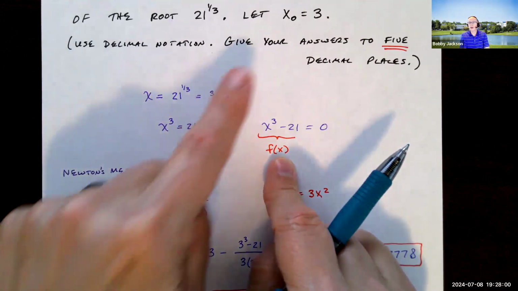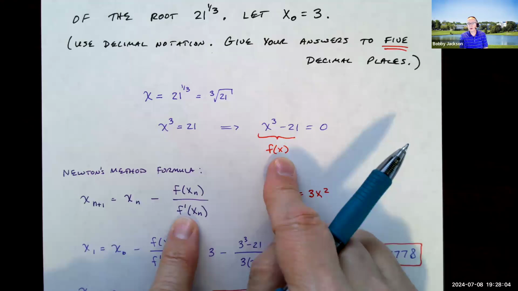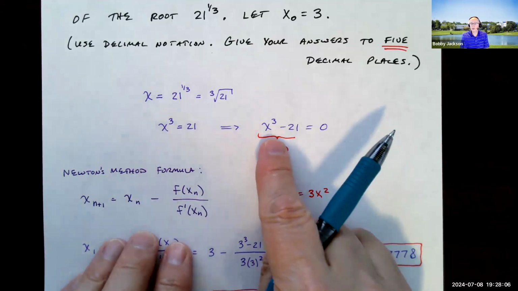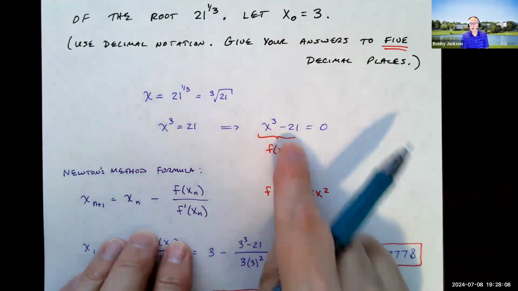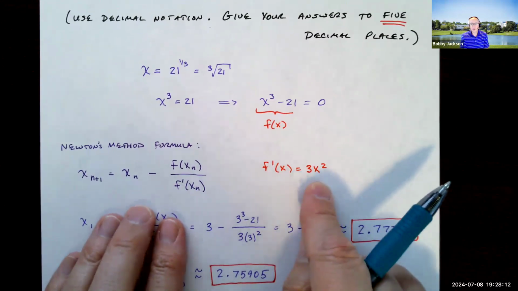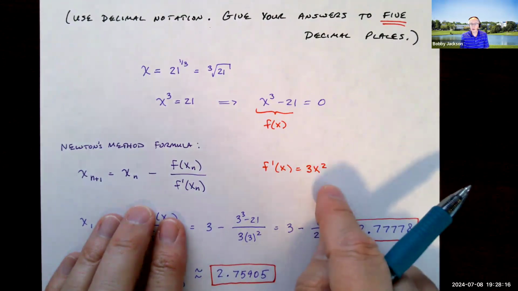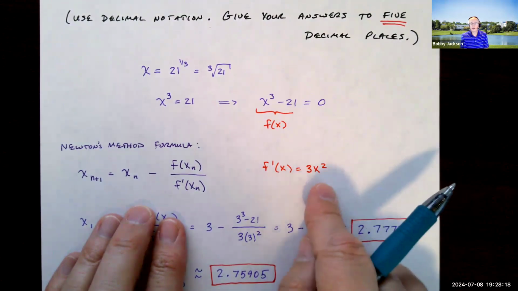We're going to start with x of 0 equal to 3. So for x of 1, what are we going to need? Well, we're going to need the derivative at that point. That's pretty easy. What's the derivative of x cubed minus 21? The answer is 3x squared. That's easy. Again, in chapter 4, if you're not finding a derivative at some point, something's wrong. These are applications of the derivative.